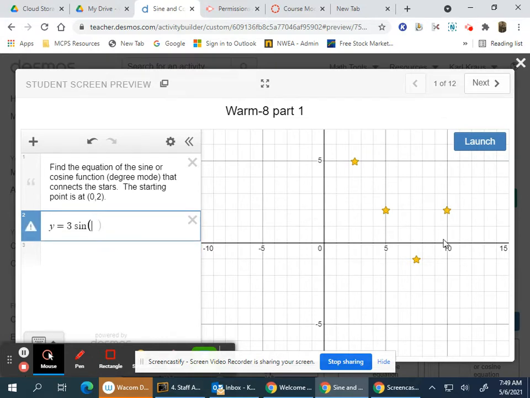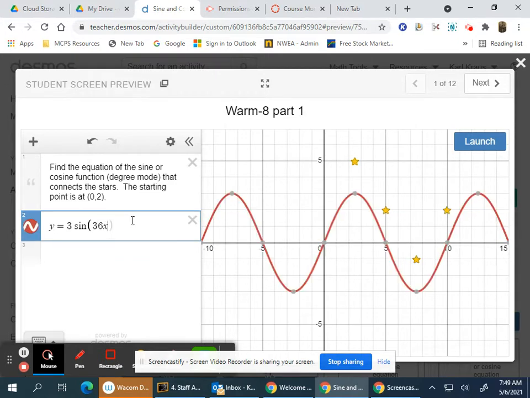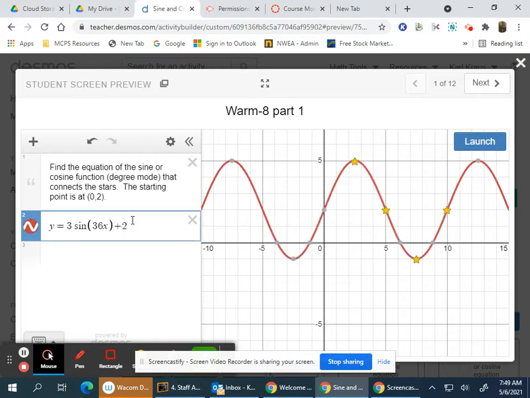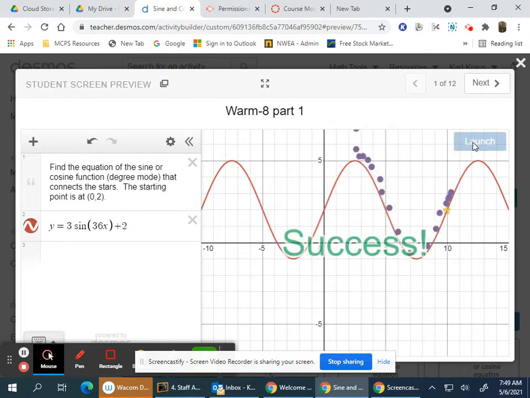And since my period is 10, 360 divided by 10 would be 36. And then my center line is at 2. And if I hit launch here, the marbles collect the stars there.